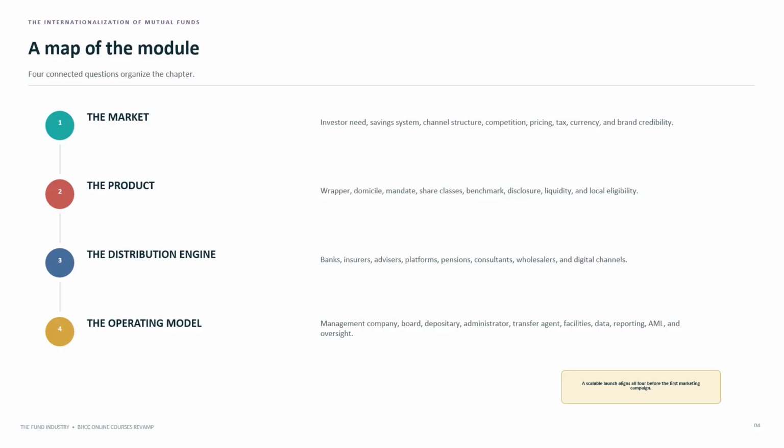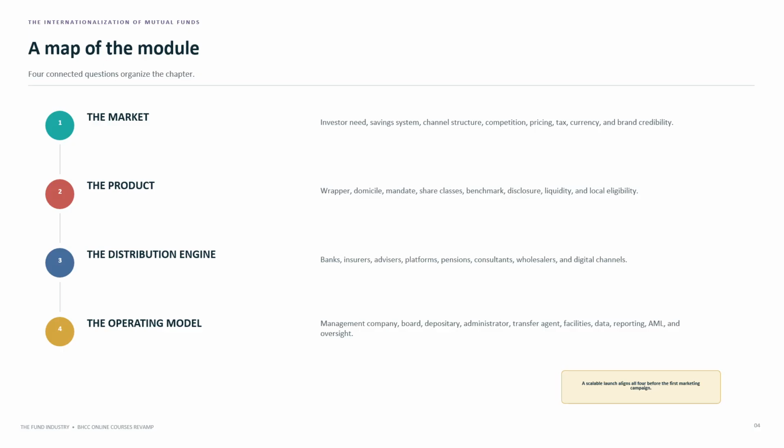These are not 4 independent work streams. Market evidence should shape product design. Product design determines which permissions and providers are required. Distribution channels determine which share classes, documents, and data feeds matter. The operating model determines whether those promises can actually be delivered. A scalable launch aligns all 4 before marketing begins.